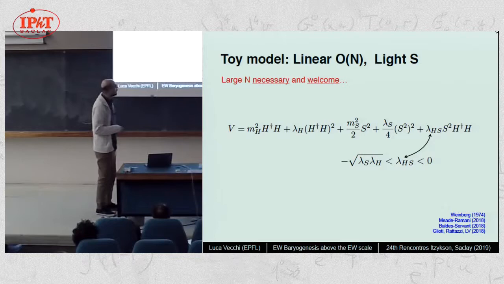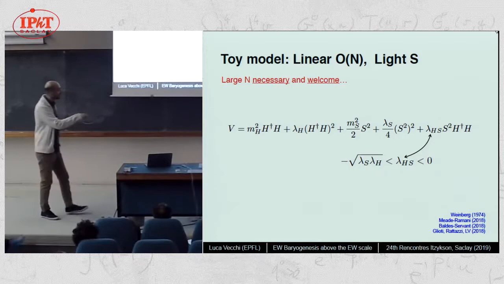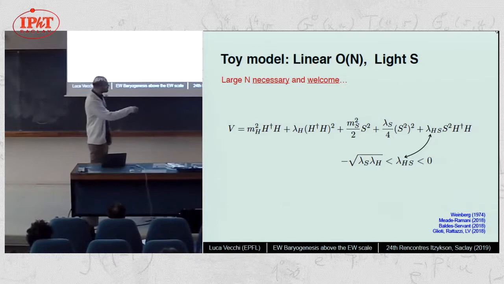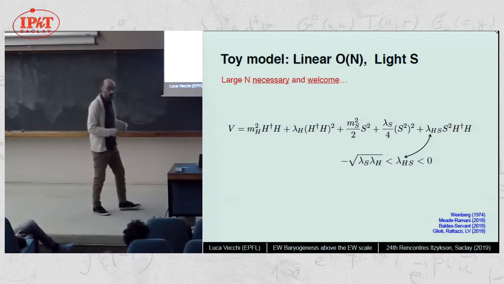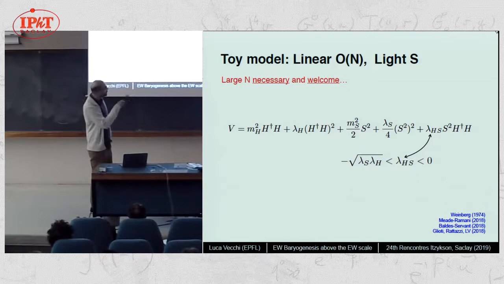The fact that it is possible to have symmetry non-restoration was first pointed out, as usual, by Weinberg in '74. And then last year, three papers came out discussing this in the particular case of the electroweak phase transition. So I will talk about my paper. The key observation of Weinberg was that this quartic can be negative. Of course, it cannot be too negative, otherwise you destabilize the potential. But because of that, you can have a correction to the thermal Higgs mass that is negative.